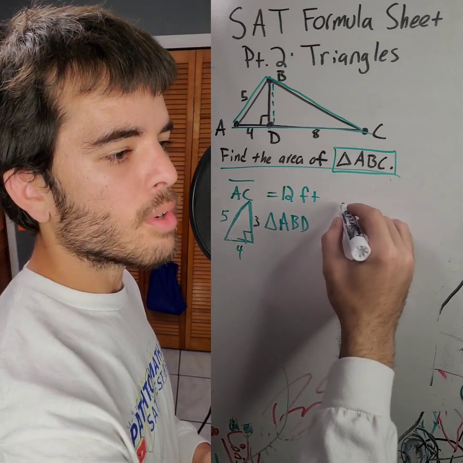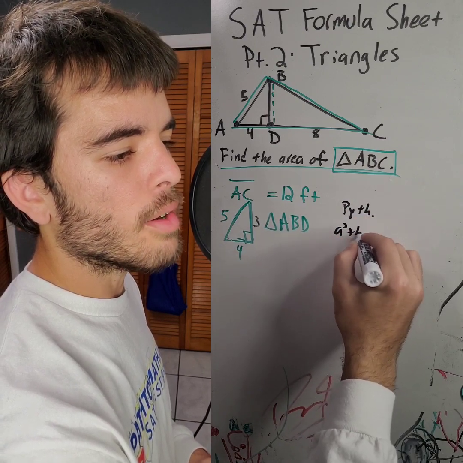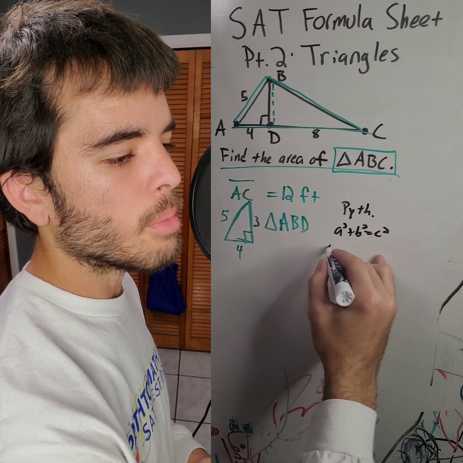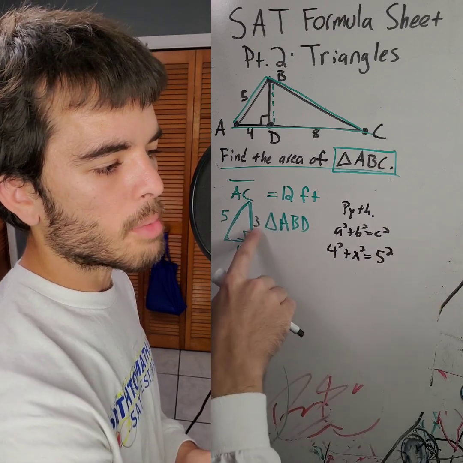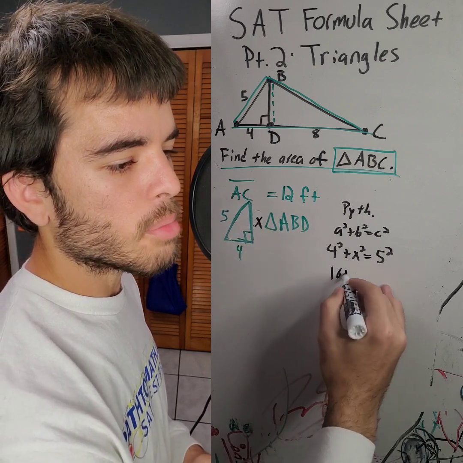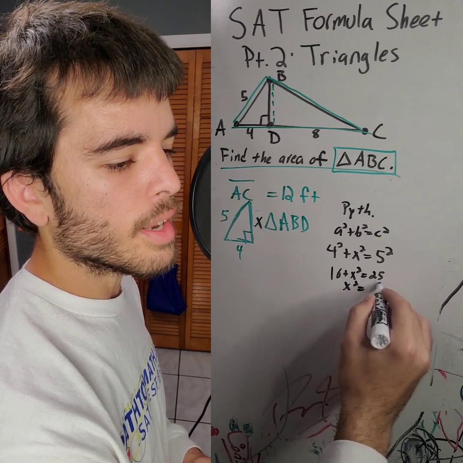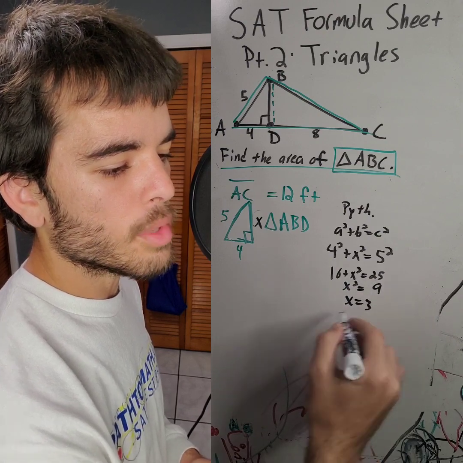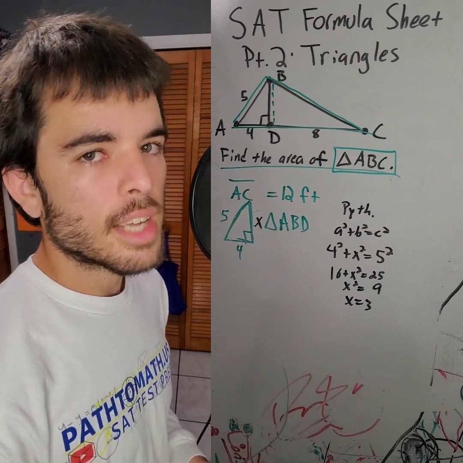Now we can use Pythagorean's theorem, which is a squared plus b squared equals c squared. That would be 4 squared plus x squared equals 5 squared, because hypothetically we didn't know this. We get 16 plus x squared equals 25, and x squared equals 9. So x equals 3 when we take the square root of both sides. That's the proof, but that's going to take a lot of time on the SAT.